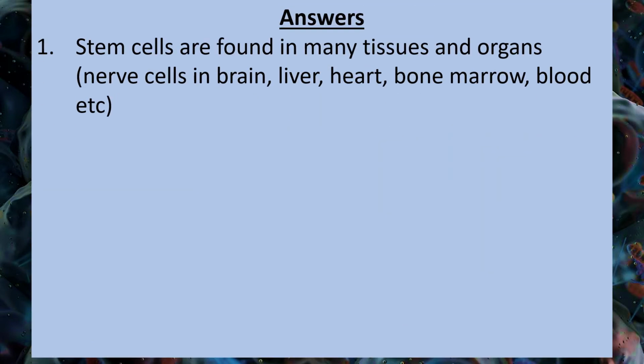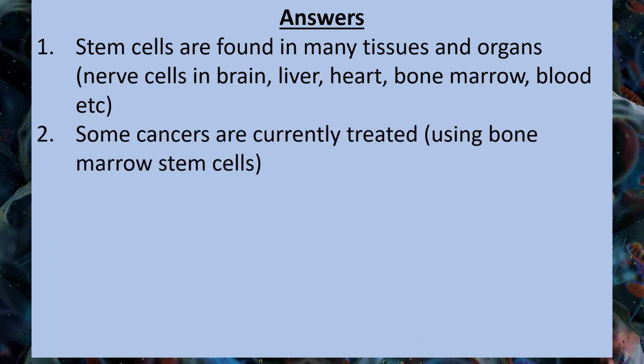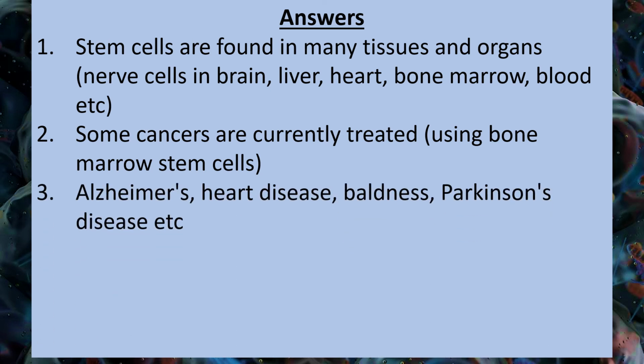So the answers are: so stem cells are found in many tissues and organs. So nerve cells in the brain, they're found in the liver, the heart, the bone marrow, the blood. So cancers such as leukemia are currently treated by stem cells, so they're treated by using bone marrow transplants. Alzheimer's, heart disease, baldness, Parkinson's disease all have potential to be treated by stem cells.